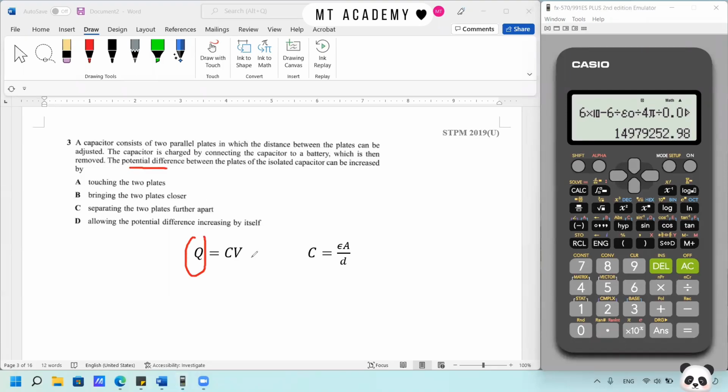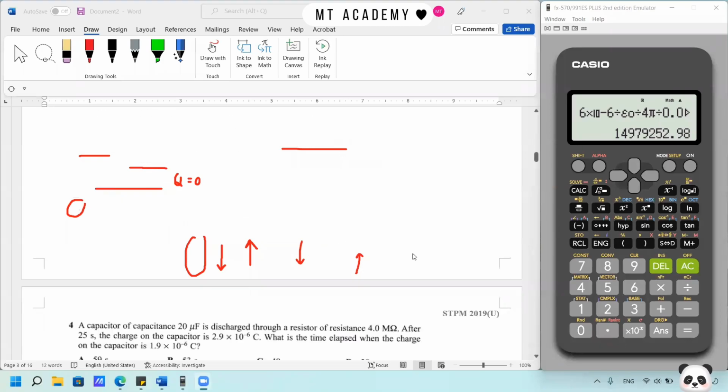So to increase the potential difference, what we can do is to reduce the capacitance. We have the formula of capacitance here. So what we are going to do is to increase the distance between the plates since it is adjustable. So the answer is C. Take note of the answer A. Touching the two plates only discharges the charge since the positive and the negative are now connected. So we're going to move on to the next question.